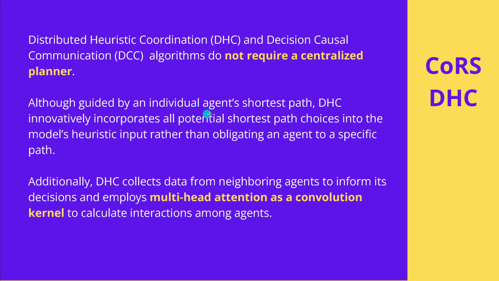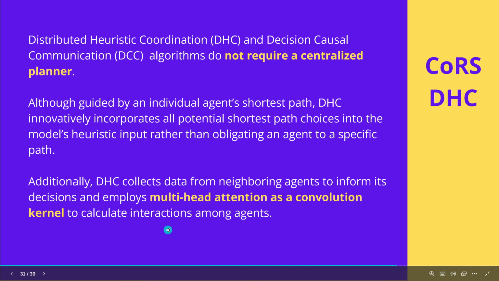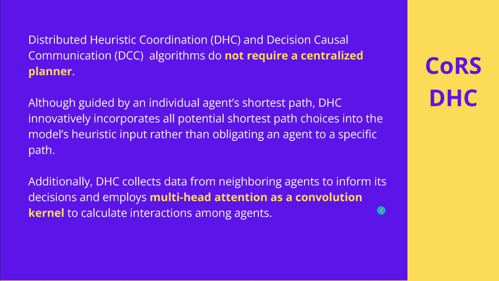Imagine, guided by an individual agent, shortest path DHC innovatively incorporates all potential short path choices into the model's heuristic input rather than obligating an agent to a specific path. So you see, as I told you, DHC collects data from neighboring agents to inform its decision and employs simply a multi-head attention as a convolutional kernel from 2021 to calculate the interactions among agents. So you see, the interaction also with old theory from graph theory and convolution kernel, it's all coming together if you want to build something.